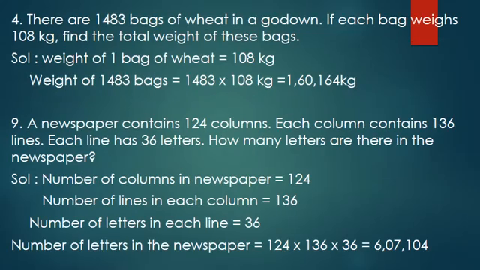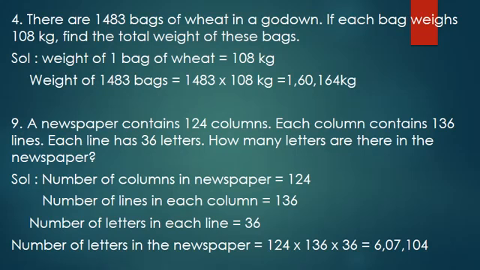Now question number 4. There are 1,483 bags of wheat in a godown. If each bag weighs 108 kg, find the total weight of these bags. Weight of one bag of wheat is equal to 108 kg. The weight of 1,483 bags is equal to, you have to multiply both the numbers.